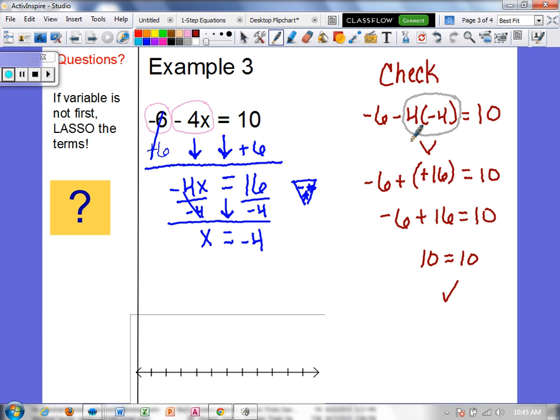So there are two different ways. The main thing is that you make sure you lasso, and then whatever's outside of the lasso, you've got to bring it down, and then you've got to keep everything in your lasso together. Okay, so we've checked it, now we're going to graph. So I'm going to put a -4 here, which means I would have a -2 over here and a 0. I'm just filling in by 2's. And then at -4, I am just going to put that filled in circle.